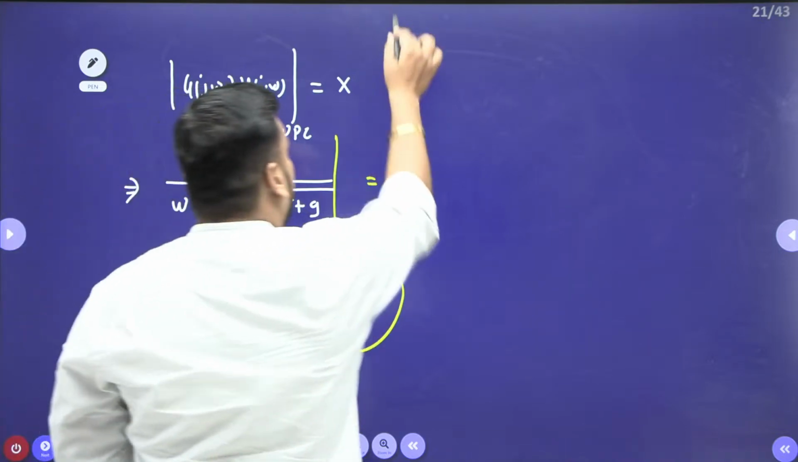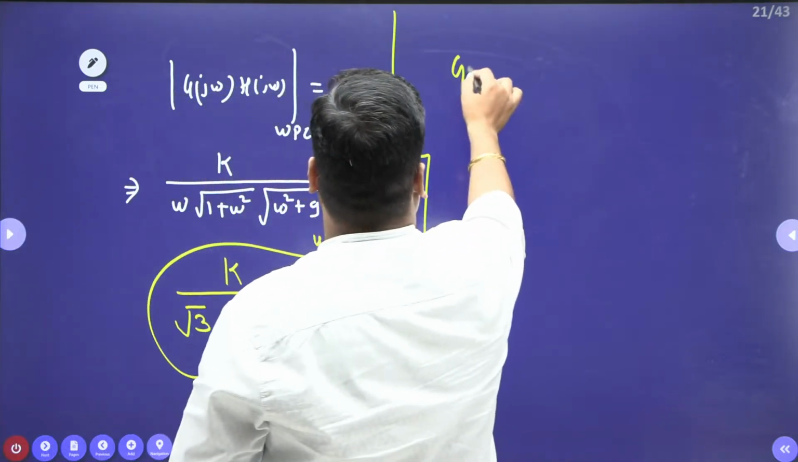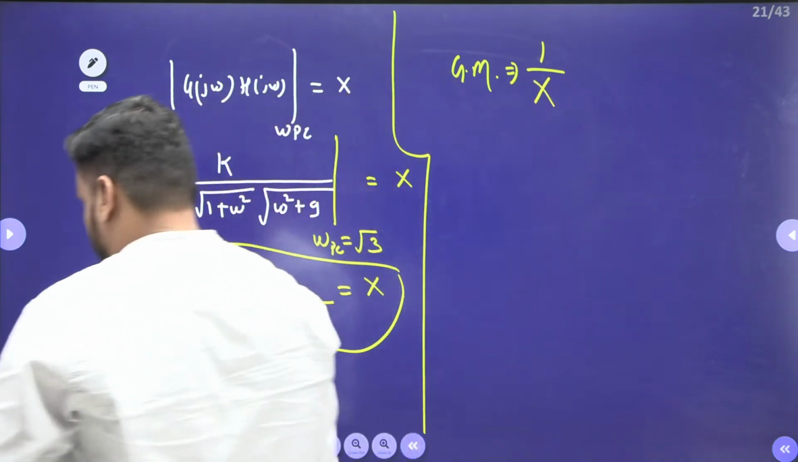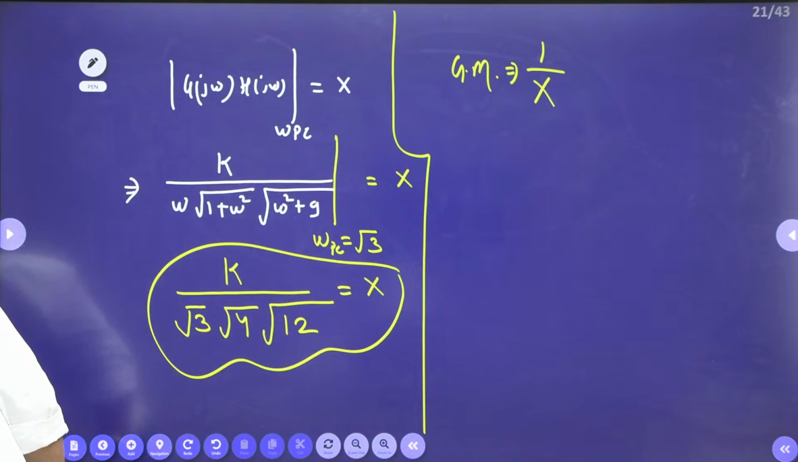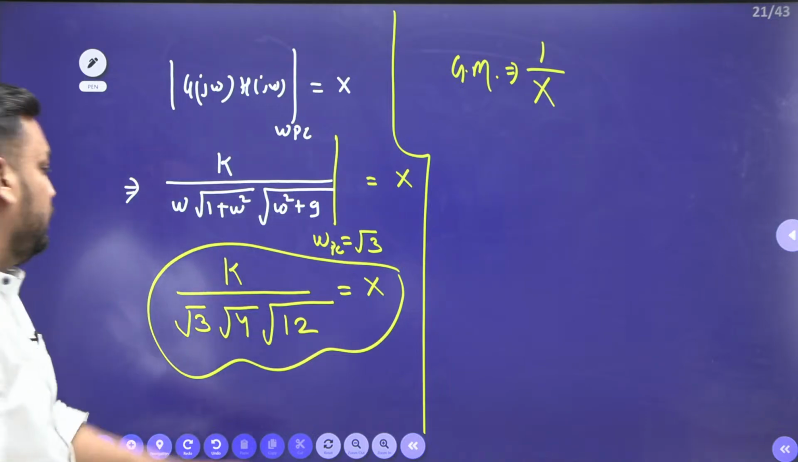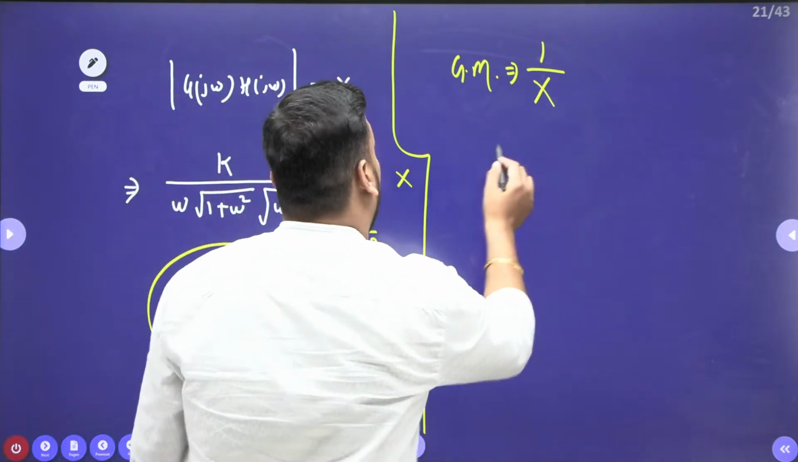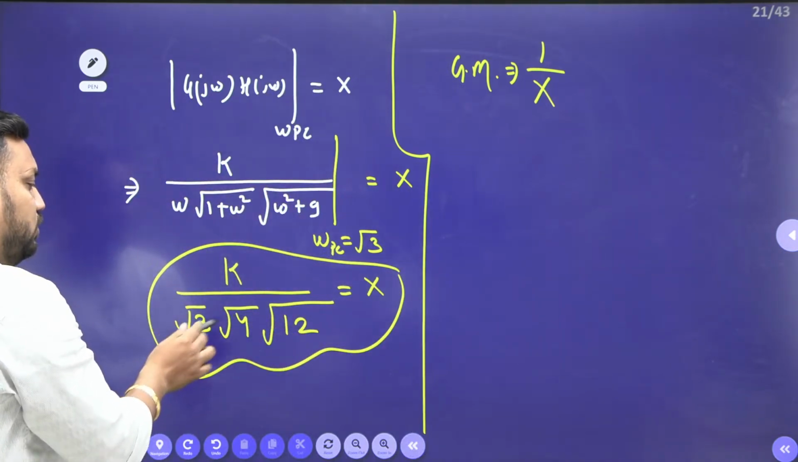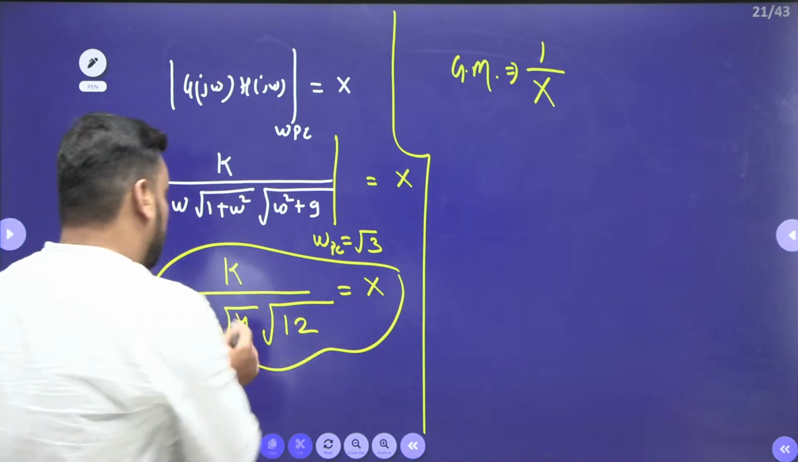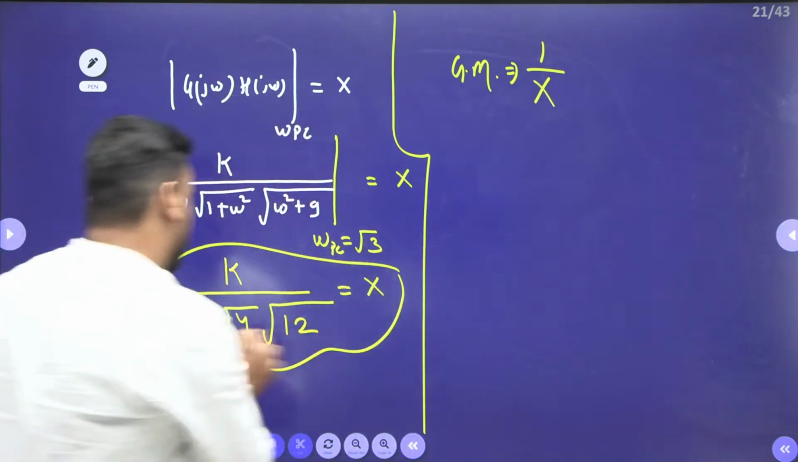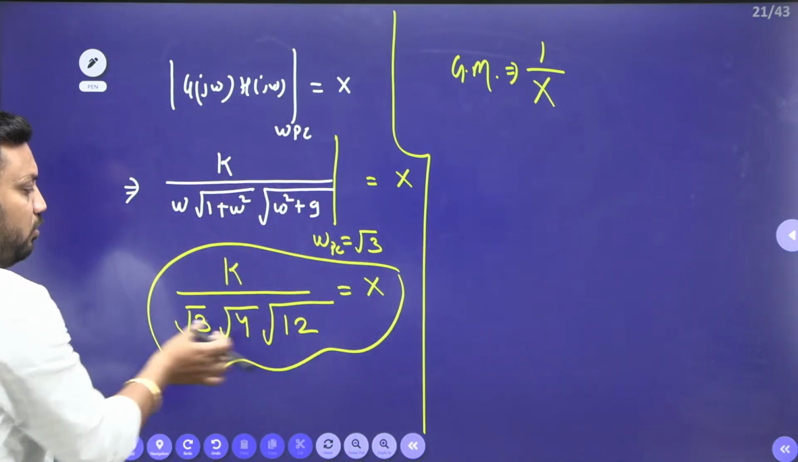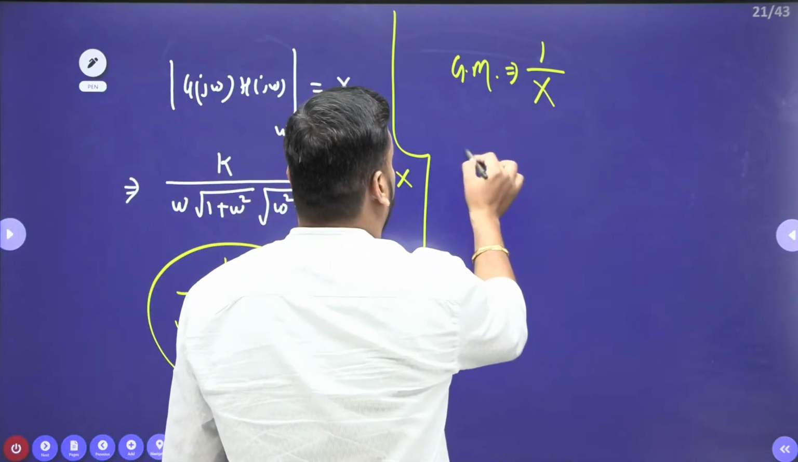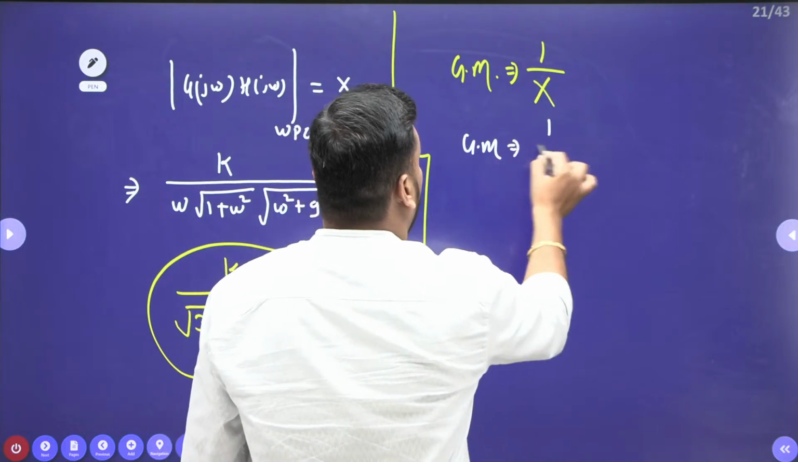Now what is gain margin? As you all know, gain margin is 1 by X. Clear or not, guys? It means the value of X has root 12 in it. 4 times 3 is 12, so it will be root 12 overall, which is nothing but 12 only. So the X value is nothing but K by 12.